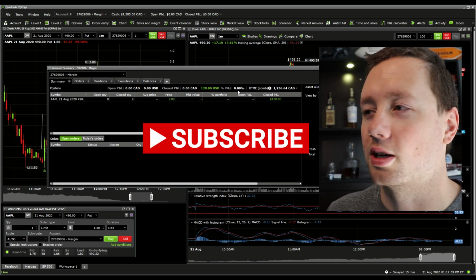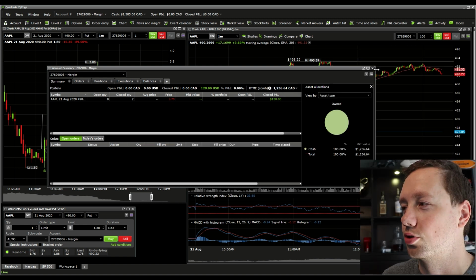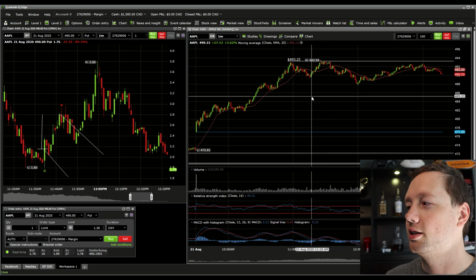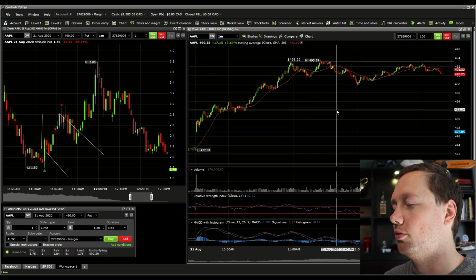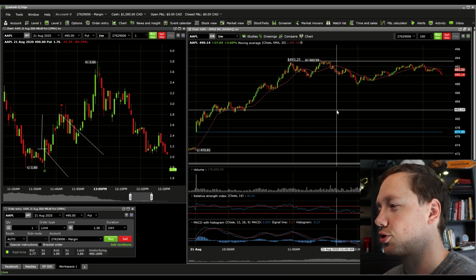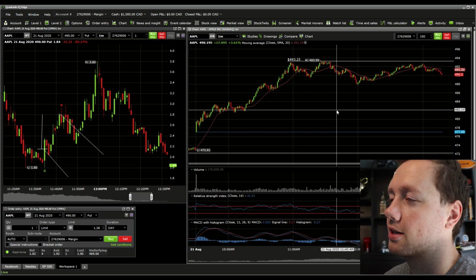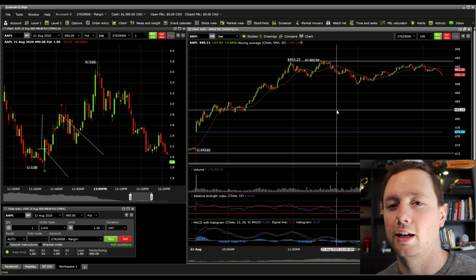So this was the summary of the trade. Let's start talking about the actual trade. So exit that. This is Apple stock on the right, and this is Apple options on the left. So I am looking at Apple stock. I am measuring Apple stock. I'm doing all of my analysis on Apple stock, and I am trading Apple options.